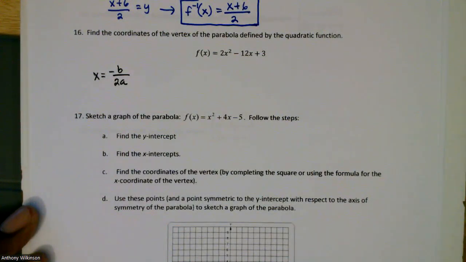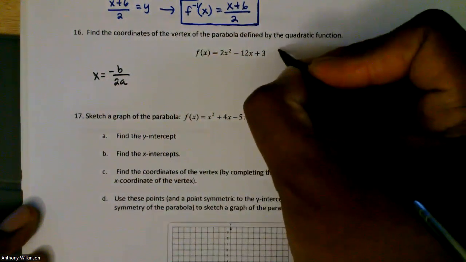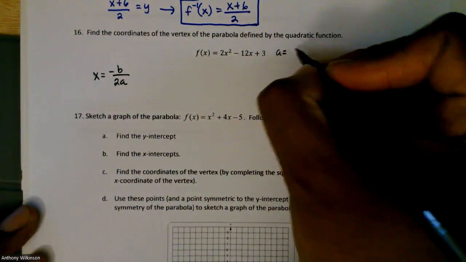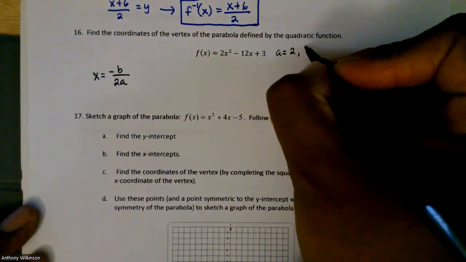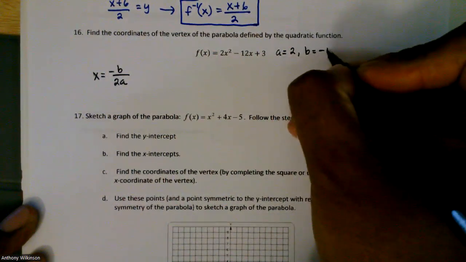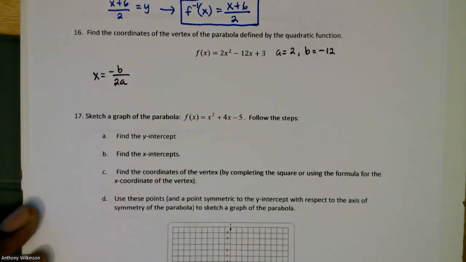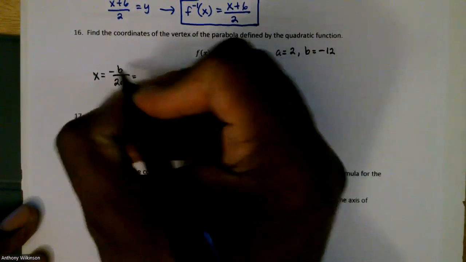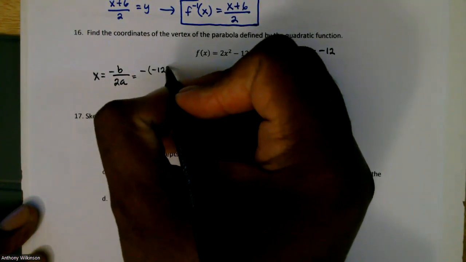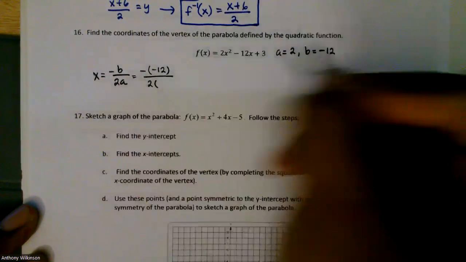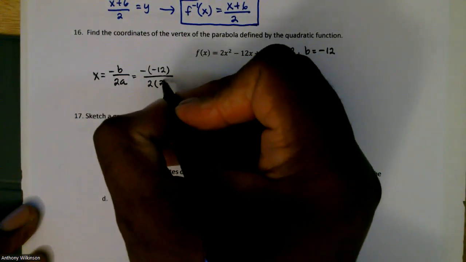And then we need to identify a and b. Your a is always the coefficient of your x squared term. So in this case, your a is going to be the coefficient of your x squared term, that's 2. The b is the coefficient of your x term, negative 12. So using x equals negative b over 2a, we substitute the b and the a in that equation. So I'm going to bring the negative over and replace the b with negative 12. So I have negative of negative 12 divided by 2 times a, and a in this case, that's going to be 2.